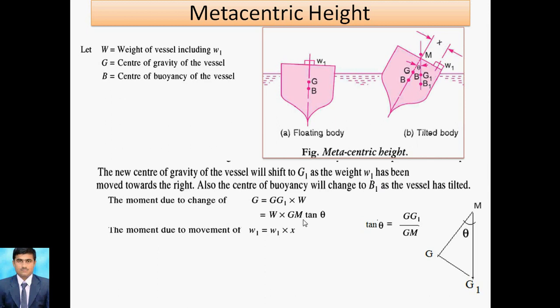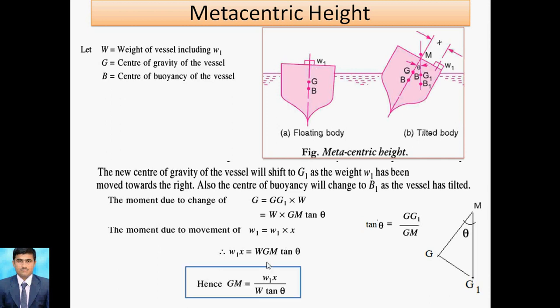Now we take the equilibrium conditions, so the equation becomes W into GM tan theta equal to W1X, like this. W1X as it is, W GM tan theta as it is. So this is the equilibrium condition. And after solving for GM, because I want the GM value, that is the metacentric height. GM is nothing but the metacentric height, that is the distance between the center of gravity and the metacenter.